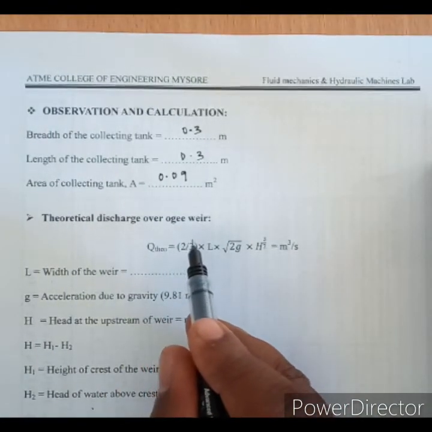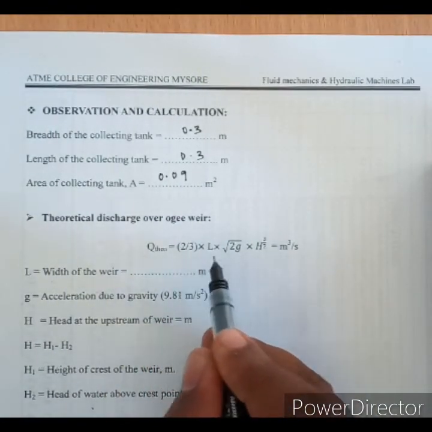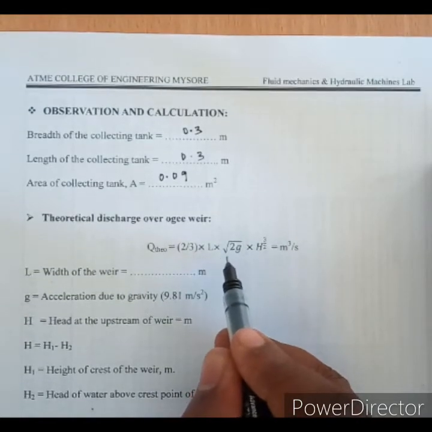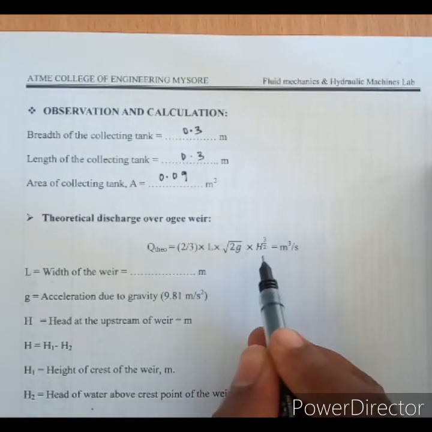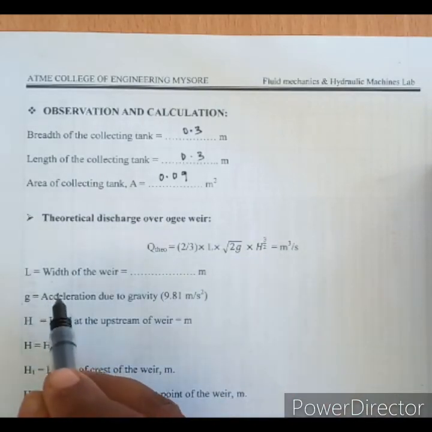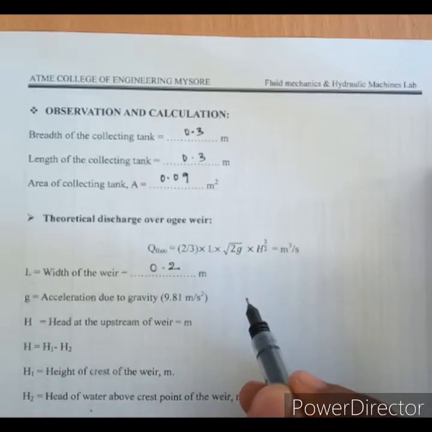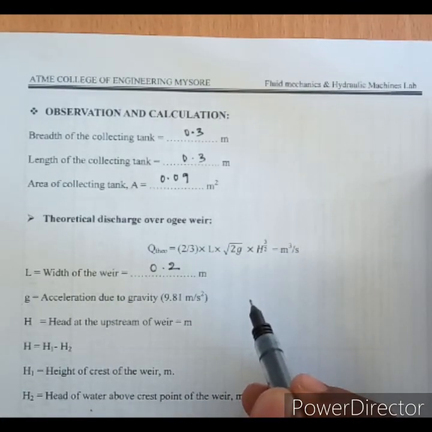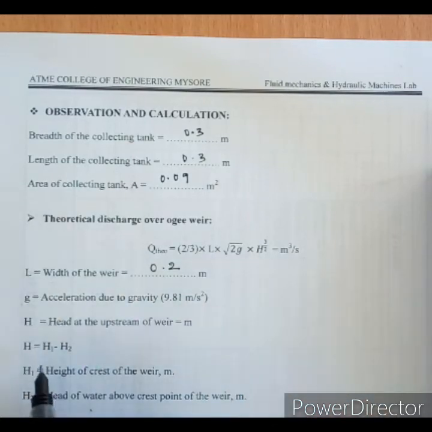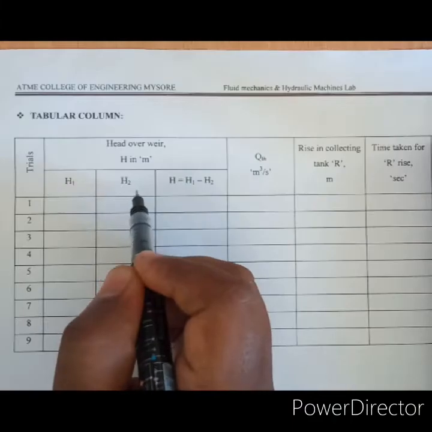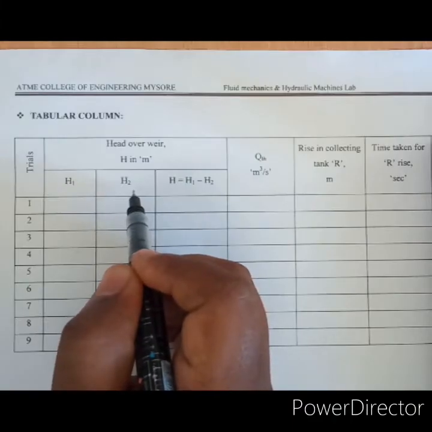The theoretical discharge over an ogee weir is given by the formula Q theoretical is equal to 2/3 into L into root 2g into H to the power 3/2, where L is the width of the weir, which is taken as 0.2 meter, and g is the acceleration due to gravity, which is 9.81 meter per second squared, and H is the head at the upstream of the weir, which is given by the formula H is equal to H1 minus H2, where H1 is the height of the crest of the weir and H2 is the head of the water above the crest point of the weir. H1 and H2 are calculated using a pointer gauge, where the calculation part is shown in the broad-crested weir video.